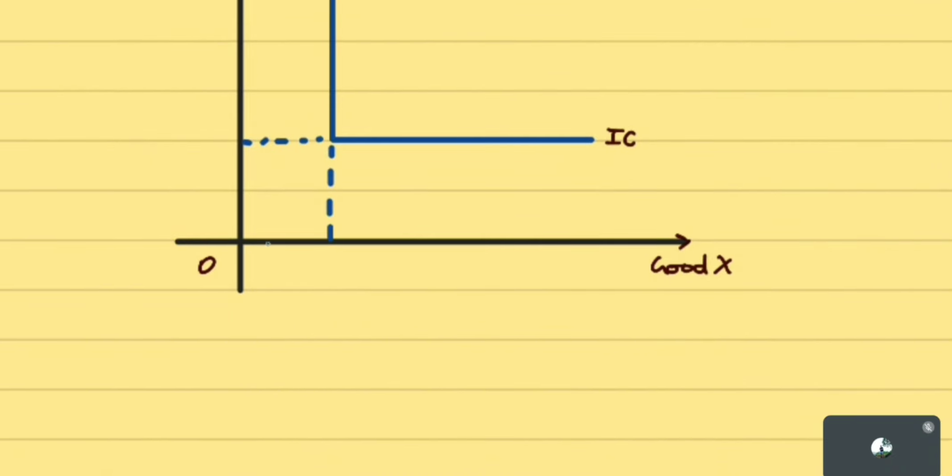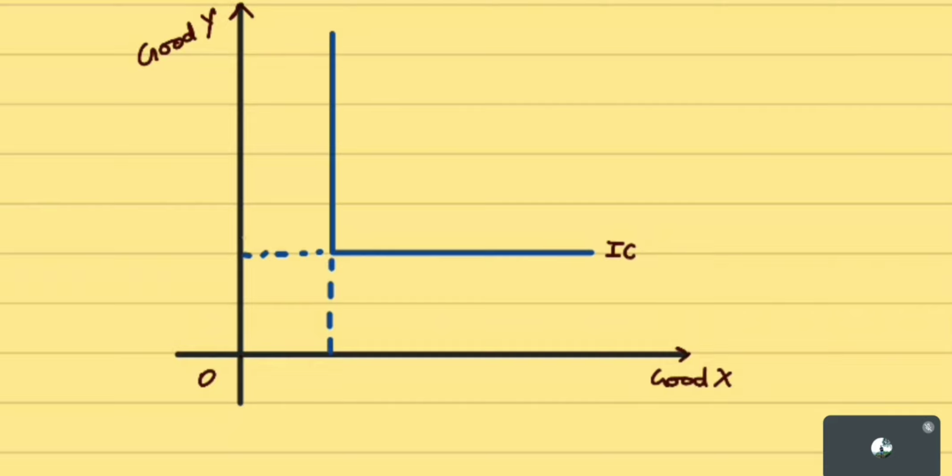Because both the goods are used in a fixed proportion, like this. This is your IC. Here you have good Y, good X. Okay. So in this case, if you put X is equal to 0, your Y is also 0. And if you put Y is equal to 0, your X will also be 0, because both the goods are used in some fixed proportion, fixed ratio. Okay. Because they are complements to each other.